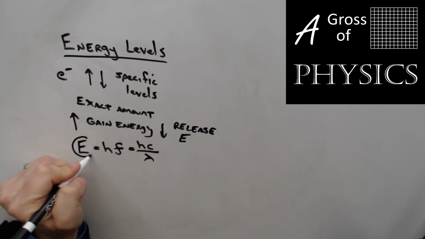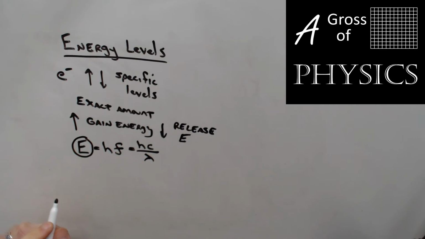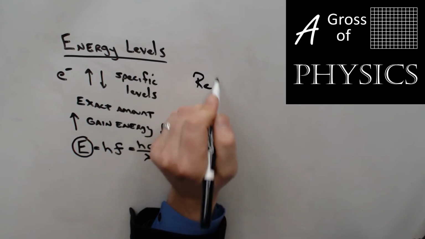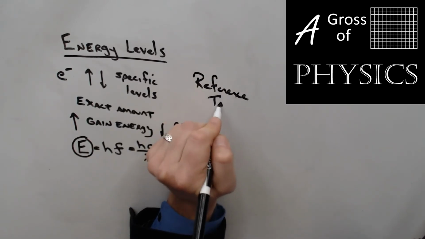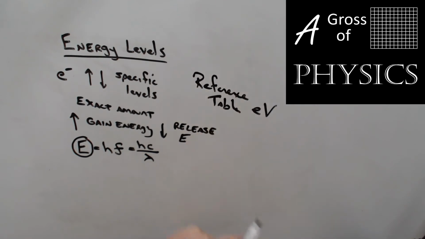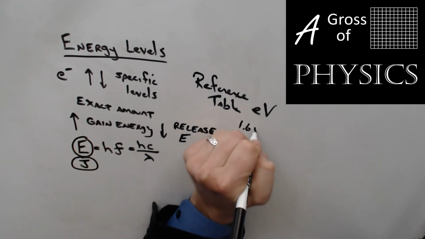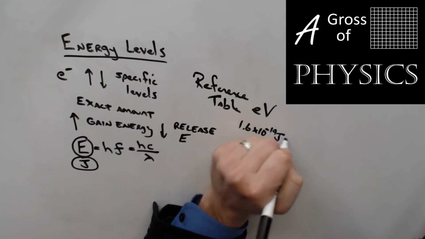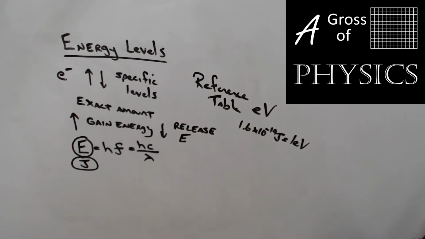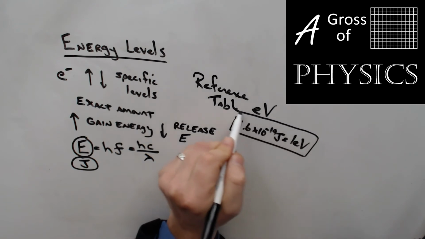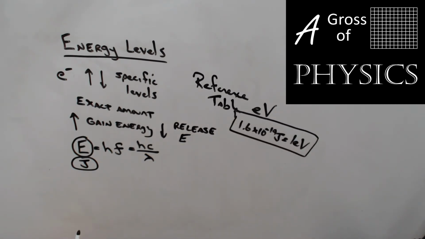Now, the energy level diagrams that we deal with on the state assessments list the energy levels in electron volts. So when you're using the reference table, the values are in eV. Now, in order to convert, this has to be in joules. So 1.6 times 10 to the negative 19 joules is 1 electron volt. So we just have to remember that conversion. And if you forget the conversion, it's of course on the front page of the reference table.